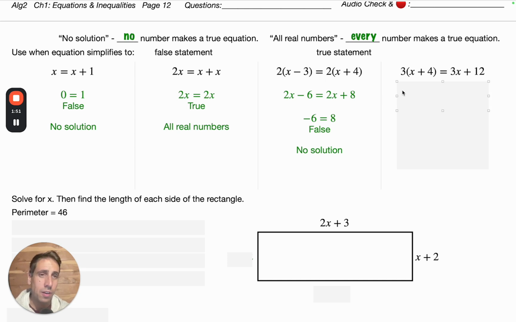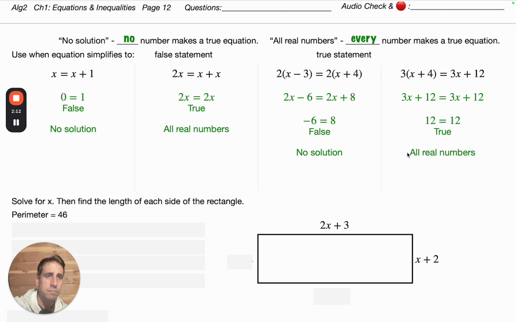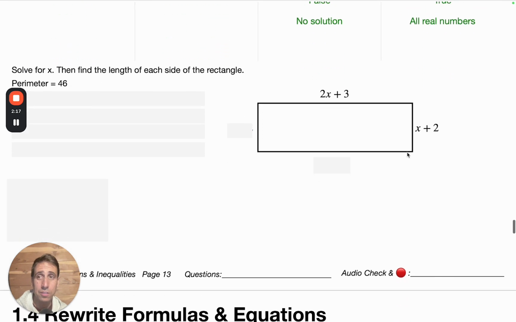Let's see the top one here. I'm going to distribute, and then, whoa, it's starting to look a little identical. I subtract 3x from both sides, and you get 12 equals 12, which is a true statement. Basically, any number you put in here for x is going to make a true equation. So then we can say it's all real numbers. What is the solution? Every number is a solution.